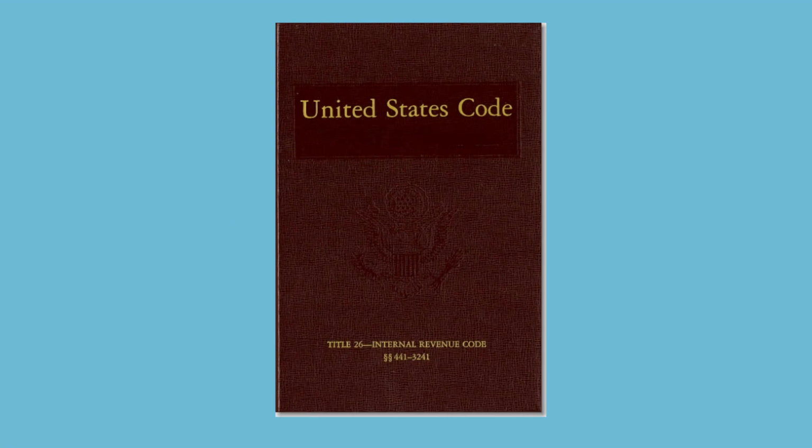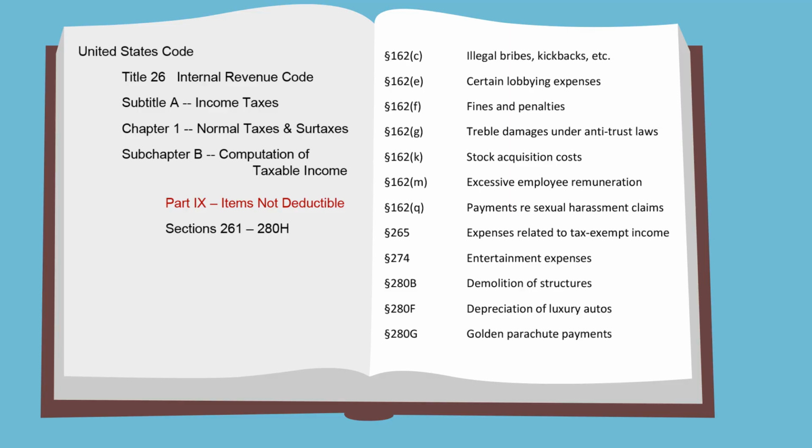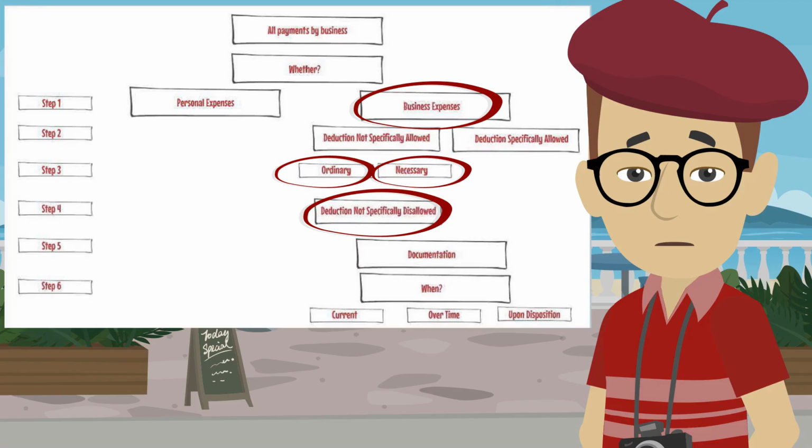Here, we're talking about things like illegal bribes and kickbacks, certain types of lobbying costs, fines and penalties, certain types of entertainment costs, and excessive executive compensation. There are others, but this gives you a sense of how the tax code is used to both encourage and discourage certain types of behaviors and expenditures by businesses.